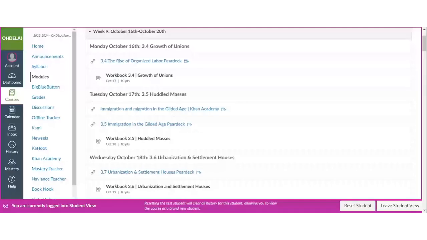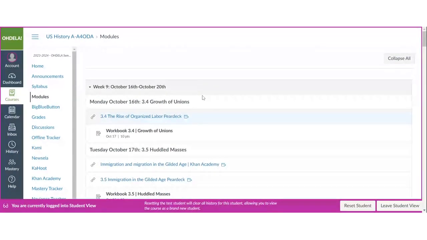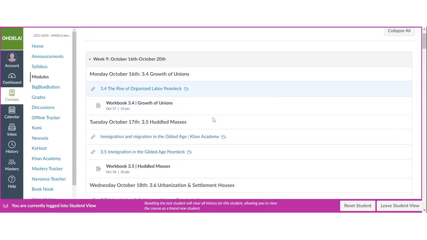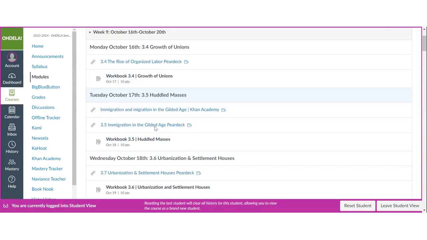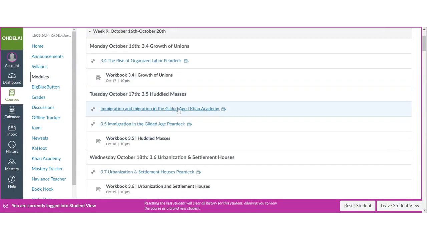All right, from there, we're going to go to modules. We're here in week 9, Tuesday, October 17th, lesson 3.5. Here is that Khan Academy video, if you'd like to watch that again. Here is a copy of the Pear Deck and a student-paced lesson. You have this now for your own notes.